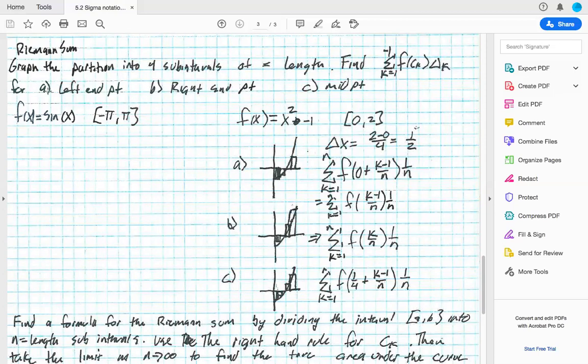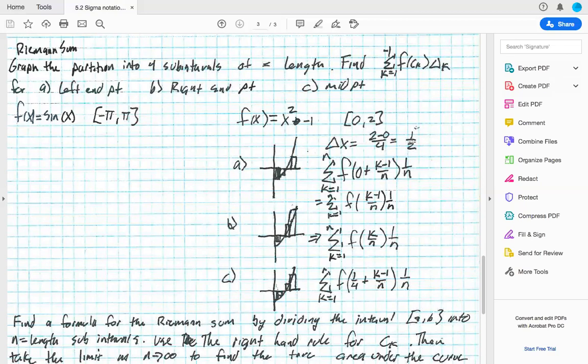We're going to do this in 3 capacities: for the left endpoints, for the right endpoints, and for the midpoints. So if our function we're looking at here is f of x equals x squared minus 1, this is just a parabola that's been shifted down 1 unit, which is what this graph represents. If we're looking at the interval from 0 to 2, one thing we want to know is, what is our delta x? Well, delta x is always b minus a over n, because we have 4 little rectangles or 4 partitions. 2 minus 0 over 4 is going to give us 1/2.